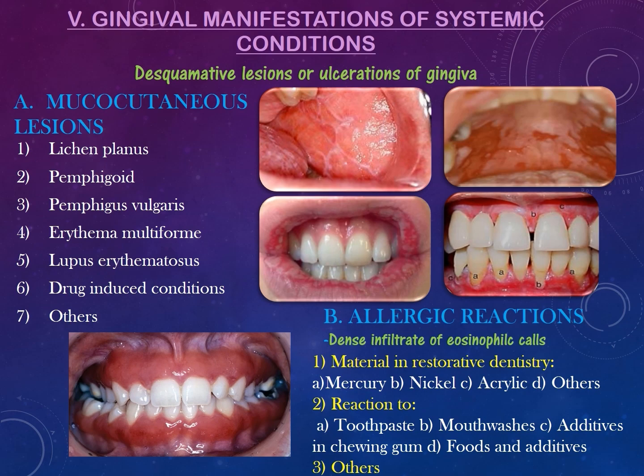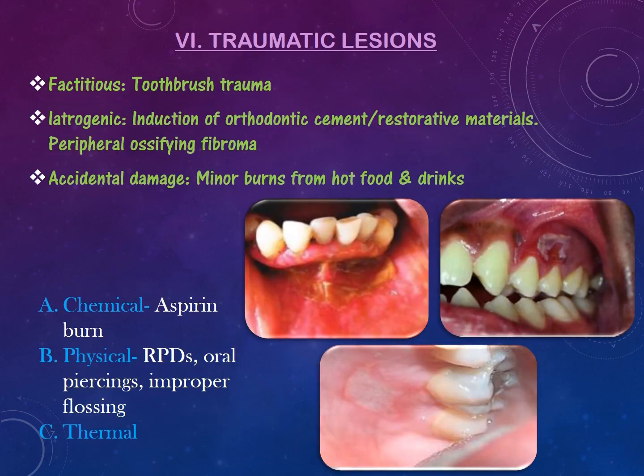Next, moving on to the traumatic lesions. Traumatic lesions can be self-inflicted or factitious, caused by the toothbrush trauma, which result in the gingival ulceration or recession. It can be iatrogenic, which is being induced by the dentist when there's an induction of orthodontic cement or restrictive materials into the gingiva. The peripheral ossifying fibroma occurs as a response to the embedment of the foreign material into the gingiva. Or it can be also accidental damage resulting from the minor burns from hot food and drinks.